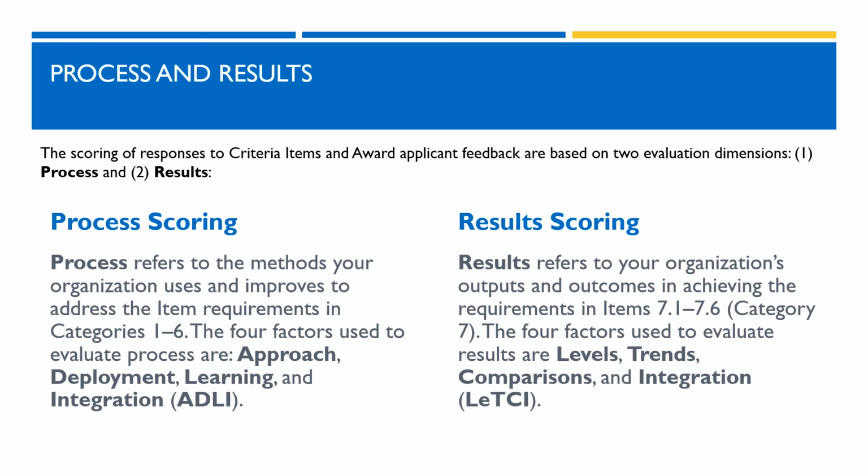The scoring of responses to criteria items and award applicant feedback are based on two evaluation dimensions: 1. Process and 2. Results. Process refers to the methods your organization uses and improves to address the item requirements in categories 1 to 6. The 4 factors used to evaluate process are approach, deployment, learning, and integration. Results refers to your organization's outputs and outcomes in achieving the requirements in items 7.1 through 7.6. The 4 factors used to evaluate results are levels, trends, comparisons, and integration.